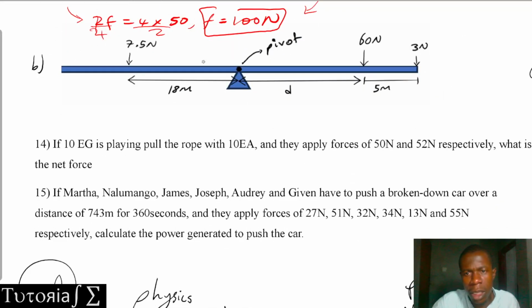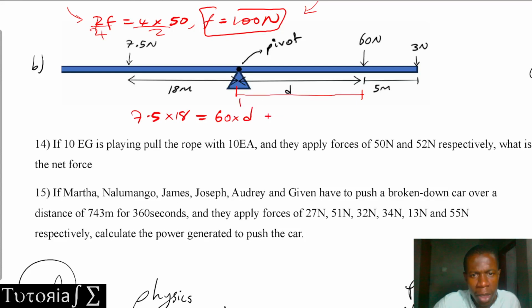Then B, same thing here. So here we have 7.5 times 18. The distance from here to there is 60 times D, plus the distance from here to the force there, which is 5 plus D. So this distance is 5 plus D times 3. Okay, so this is how you are supposed to set up this question.